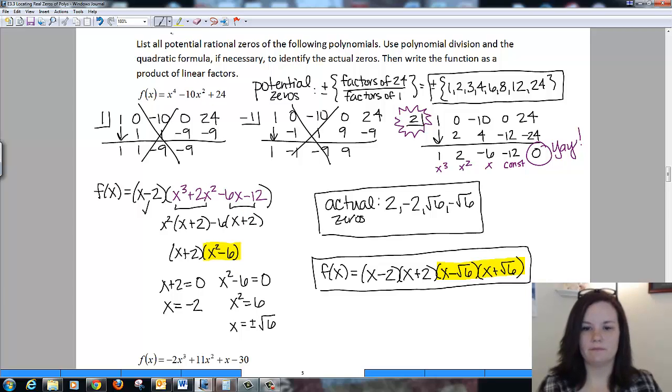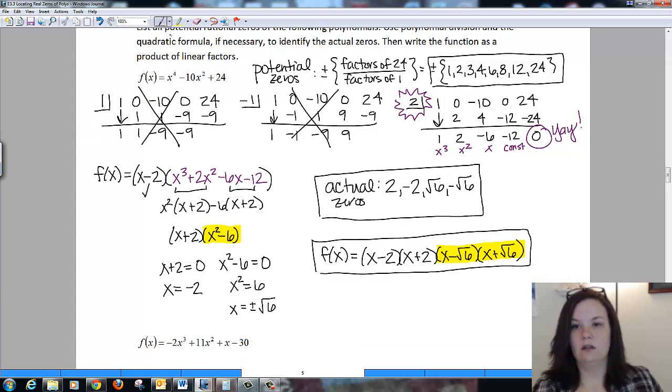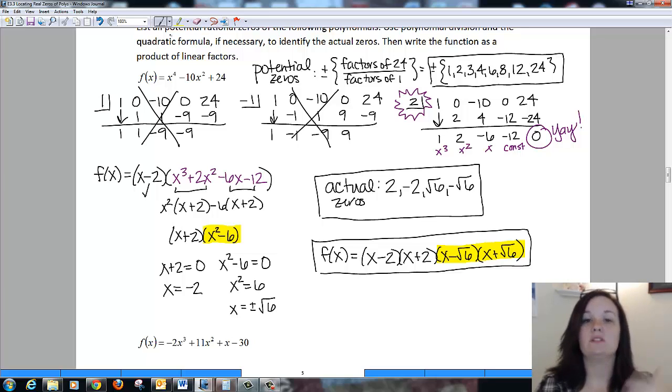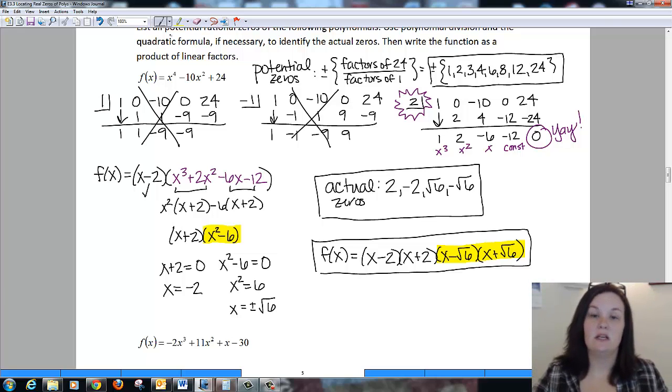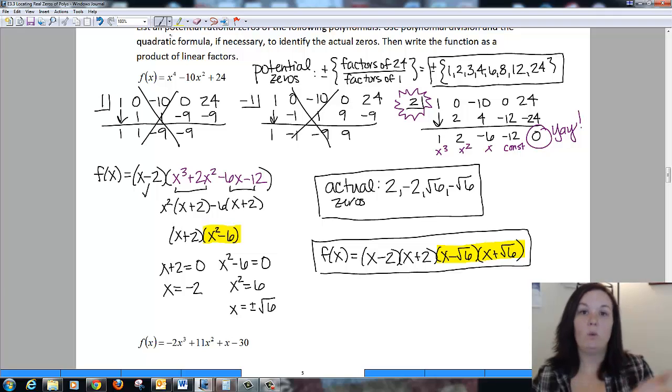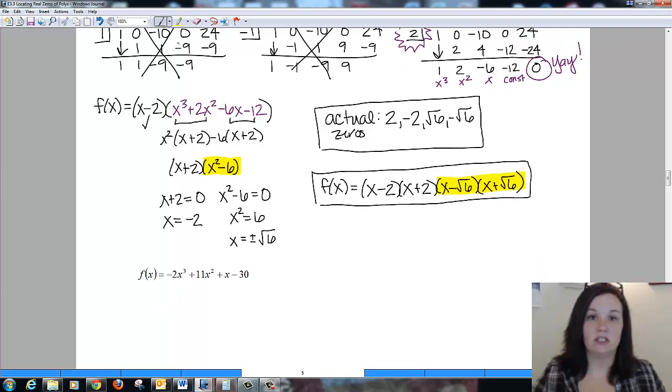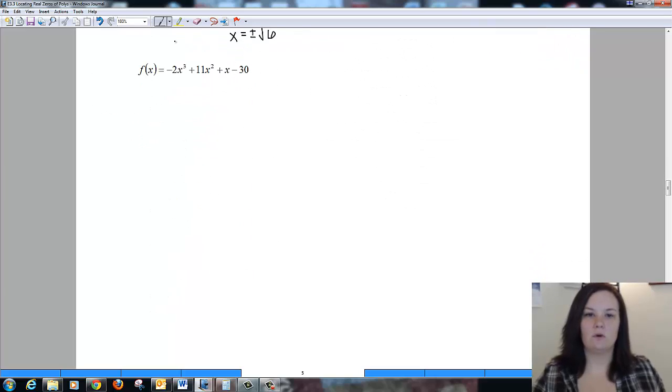Okay, let me look at another one. So again, we find all the potential zeros. We start plugging them in until we find one that works. Once we find one that works, then we just take that bottom factor from our synthetic under the line and go ahead and factor it or use the quadratic formula or whatever needs be to find the remaining zeros. Then once we have all the zeros, we can write them all as factors and write the function as a factored function. Okay, so let's look at one more.